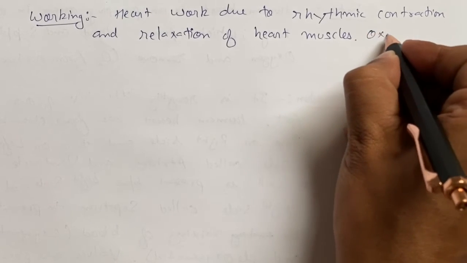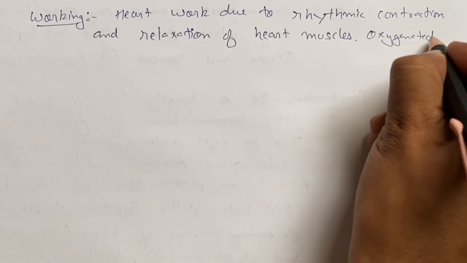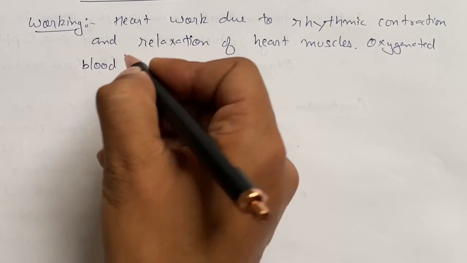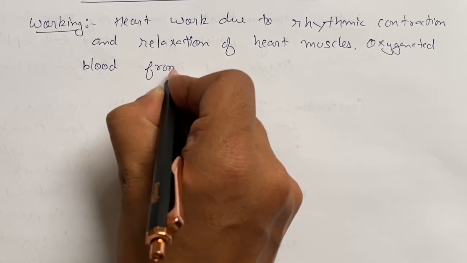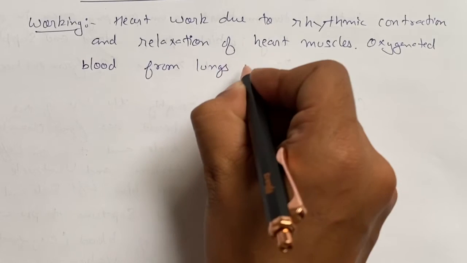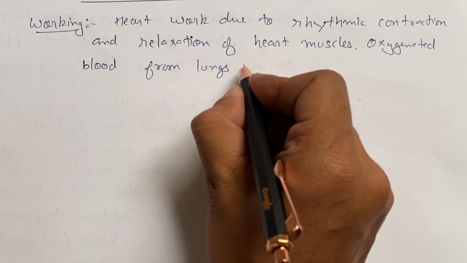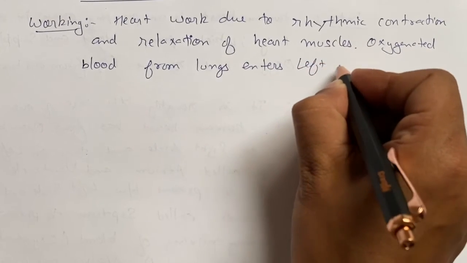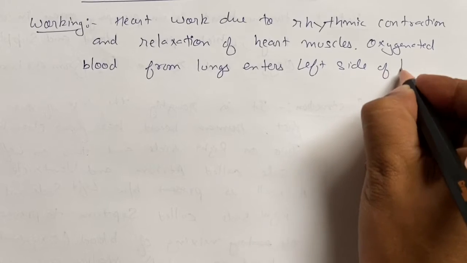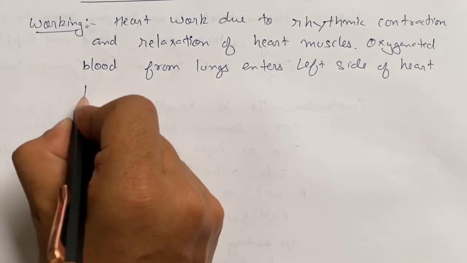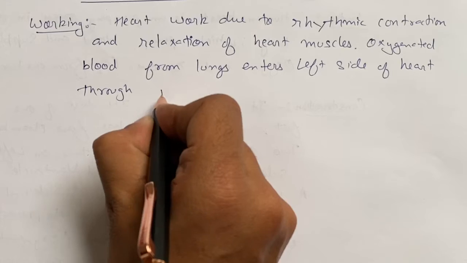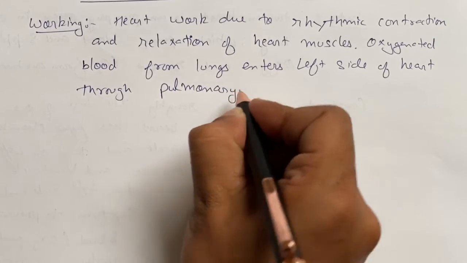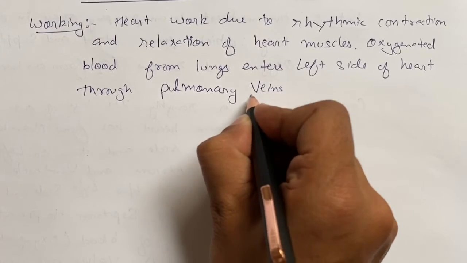Oxygenated blood from lungs enters left side of heart through pulmonary veins. Remember this thing, pulmonary veins.